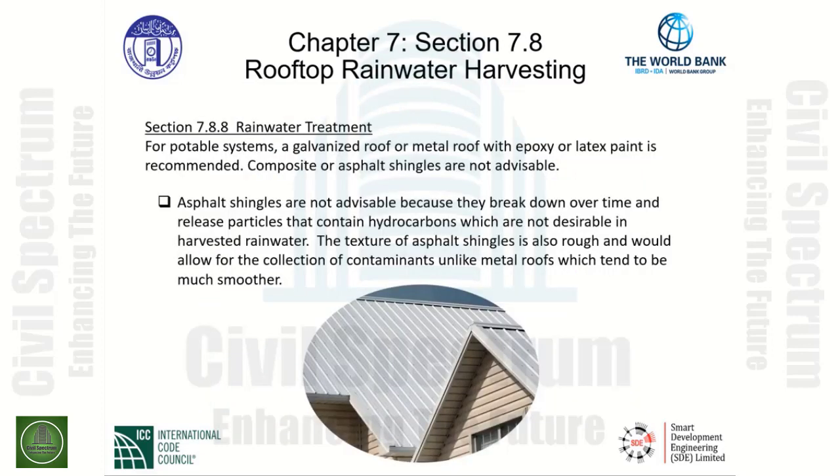Section 7.8.8, Rainwater Treatment. For potable systems, a galvanized roof or metal roof with epoxy or latex paint is recommended. Composite or asphalt shingles are not advisable. Asphalt shingles break down over time and release particles that contain hydrocarbons, which are not desirable in harvested rainwater. The texture of asphalt shingles is also rough and would allow for the collection of contaminants, unlike metal roofs, which tend to be much smoother.